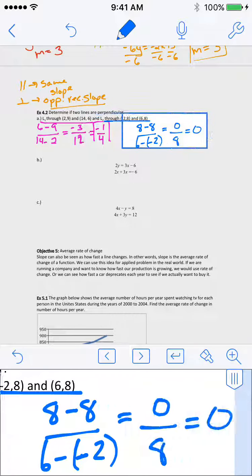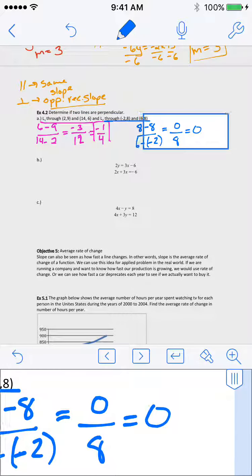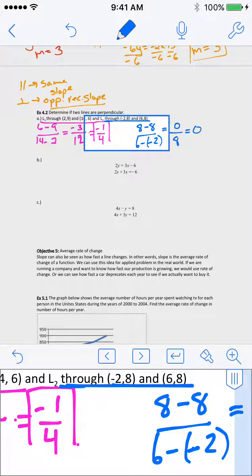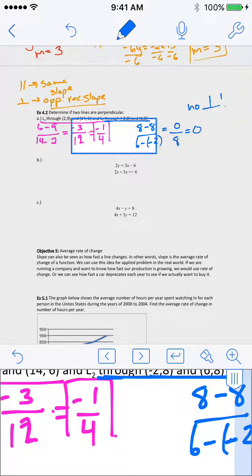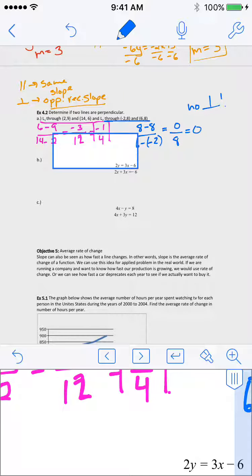All right, what do we think? Do we think these are opposite reciprocal? Are they even opposite? No, they're not. So these are definitely not perpendicular. Not perpendicular. What slope would be perpendicular to the pink one? Let's talk about that. What slope would be perpendicular to negative 1/4? The slope that would be perpendicular, we'll put it in red so we don't get confused.